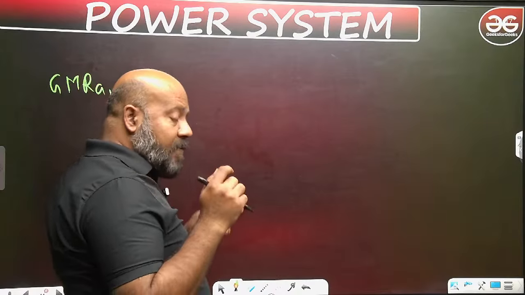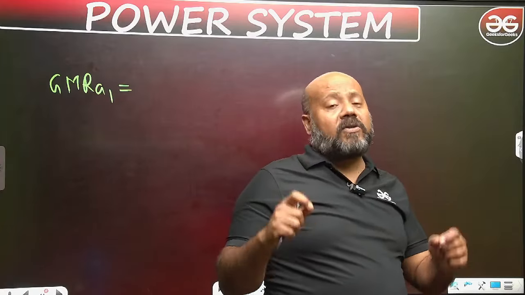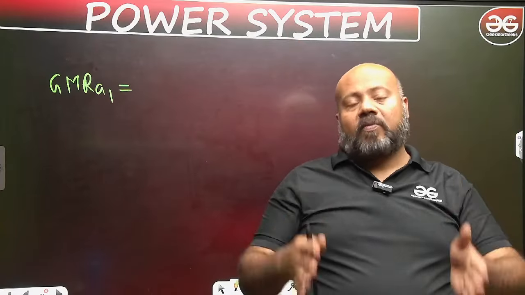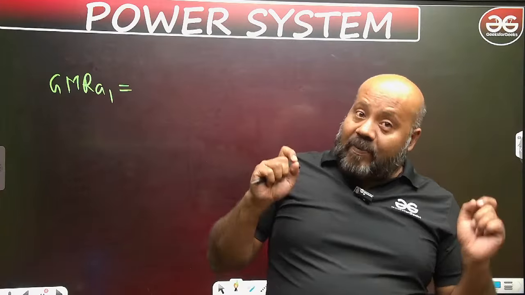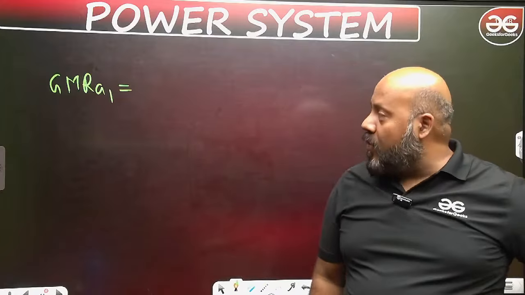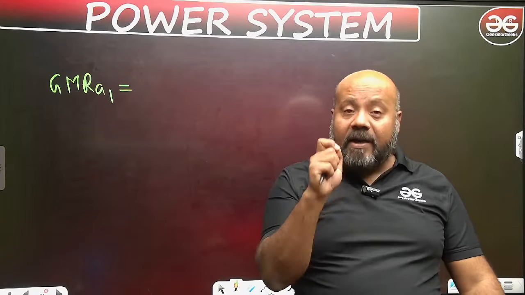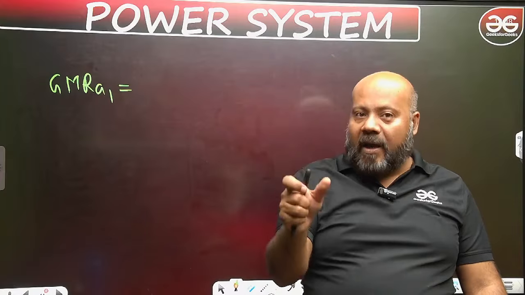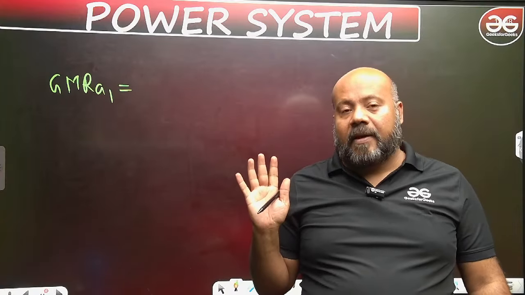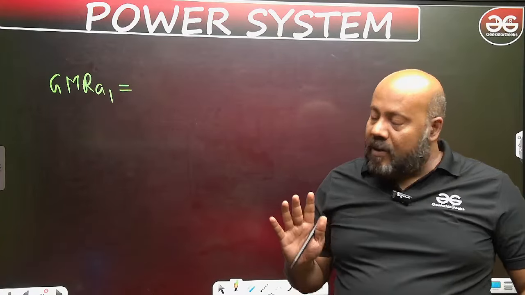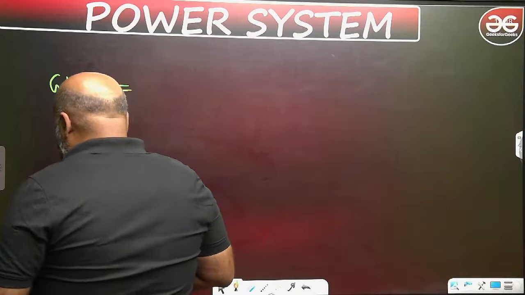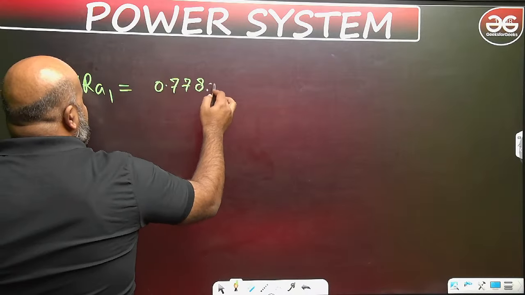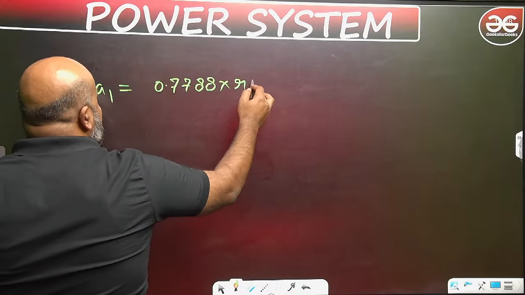Always remember, whenever you calculate GMR, it is only calculated within the same phase or group of conductors. It means when I am calculating the GMR for A1, I am only interested in the subconductors in group A or phase A. Are you getting this? So for GMR A1, first I will write the effective radius of A1, that is 0.7788 multiplied by R.